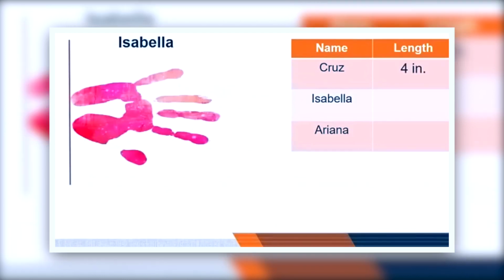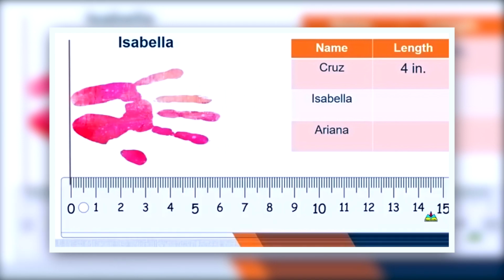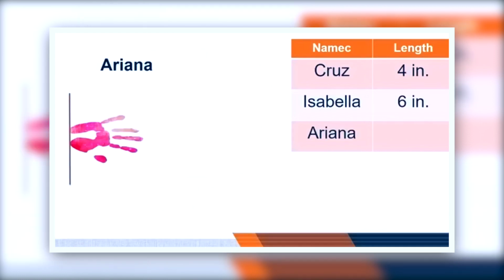Let's move on to Isabella. Here is Isabella's handprint. We are following the same steps. Let's get out our ruler and measure Isabella's handprint. What is the length of Isabella's handprint? Great thinking. I know you guys got 6 inches just like me. We are going to record this information in our chart and go on to our last culprit, which is Ariana.